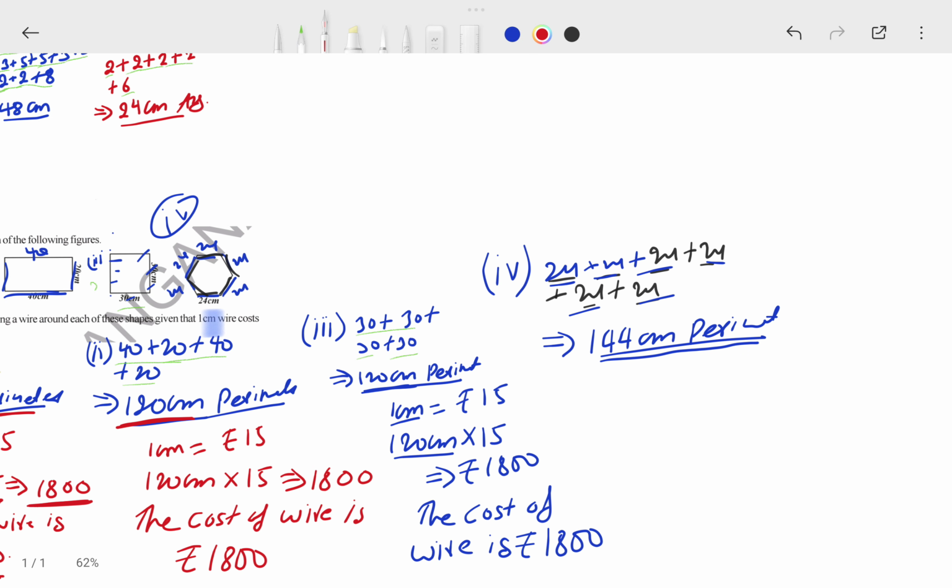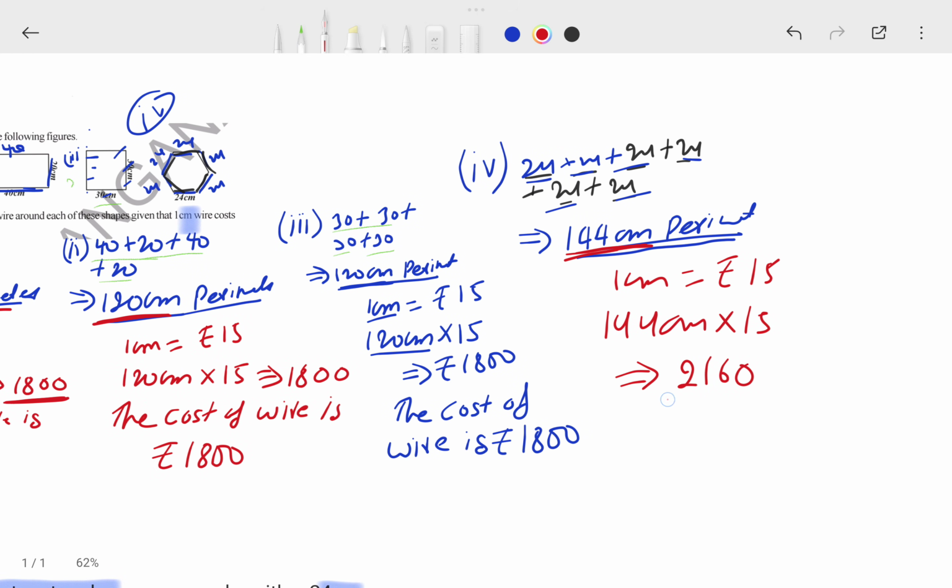So you know that if you put 1 centimeter of buyer, the price is 15 rupees. Okay, so how many centimeters do we have? Our perimeter is 144 centimeters. So if you multiply 144 by 15, you will get 2160 rupees. Okay, so the cost of putting the buyer will be that much.